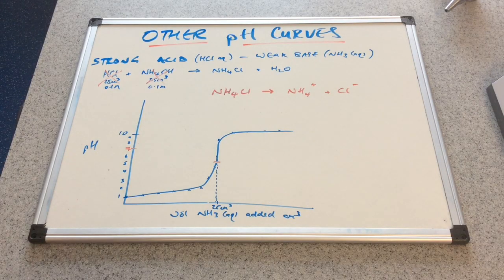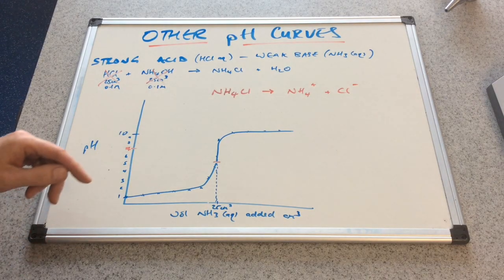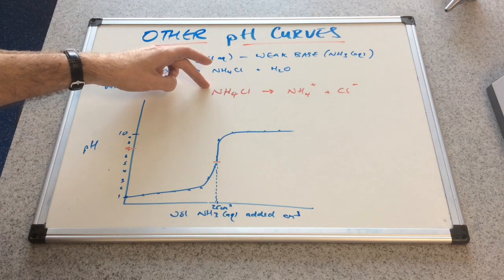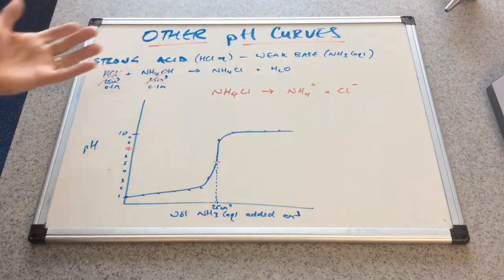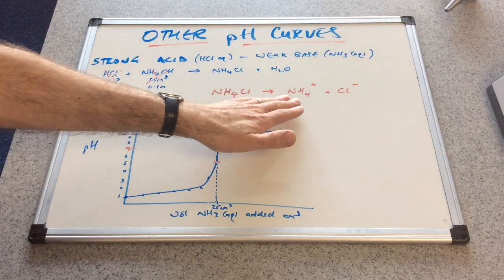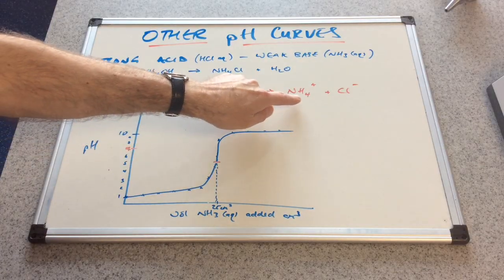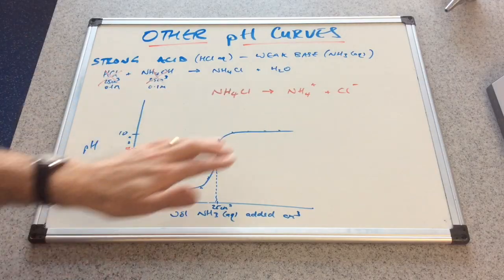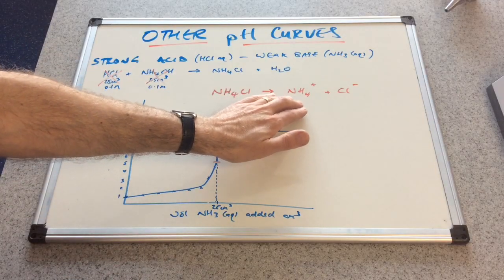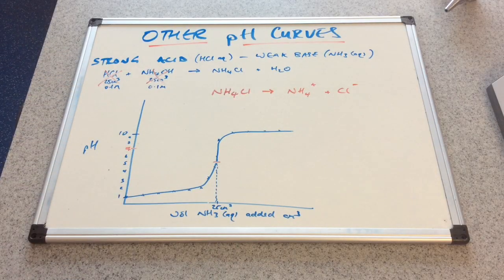Ammonium chloride is an ionic compound. It contains ammonium ions and chloride ions. Ionic compounds, when they're in water, will dissociate into their ions. And so we would actually have ammonium ions and chloride ions present. We'll focus on the ammonium ion now, see if that gives you any clues.